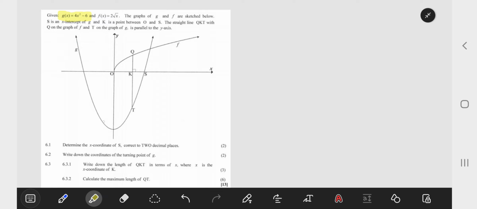So ilo g of x lola le parabola le, and then you're also given that f of x is equal to 2 multiplied by root x. So ilo inverse function le, which is function f of x. Okay, so the graph of g and f are sketched below. Okay, so there's a sketch below la ungarefera kiso, but s is an x intercept.